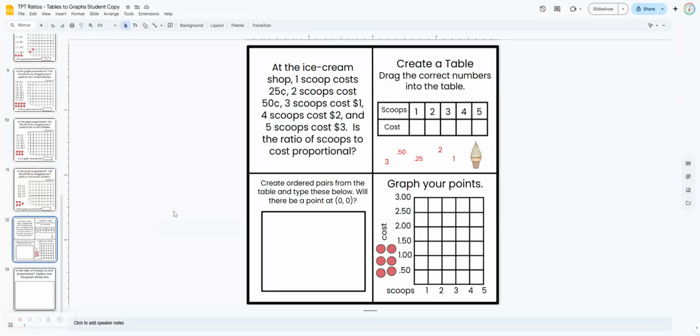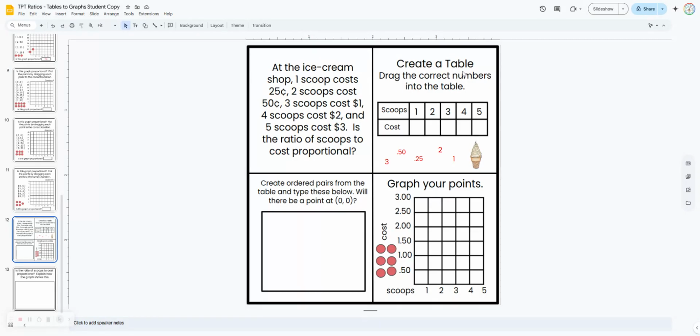When they get to slide 12, now they get a word problem here, and students can actually turn this into a poster. They're given a word problem that at the ice cream shop, 1 scoop costs 25 cents, 2 scoops cost 50 cents, 3 scoops $1, 4 scoops $2, and 5 scoops $3. Is the ratio of scoops to cost proportional?